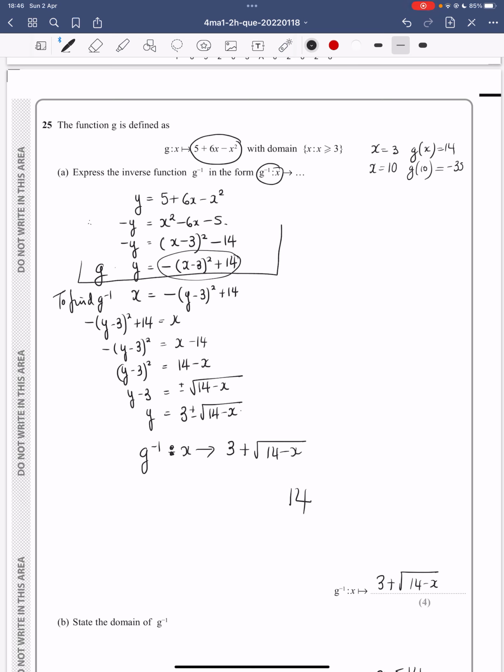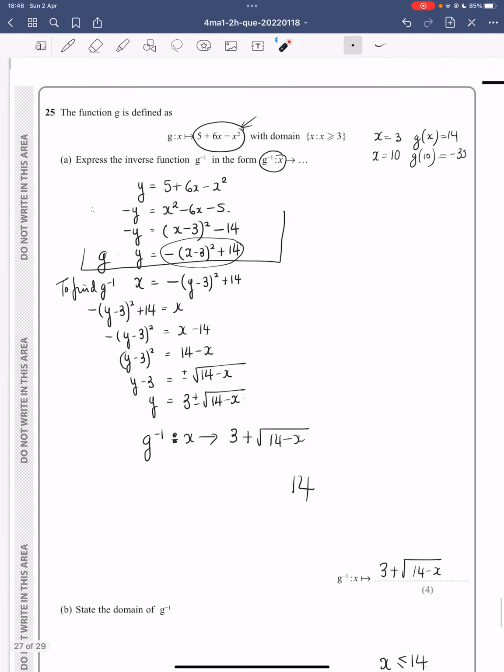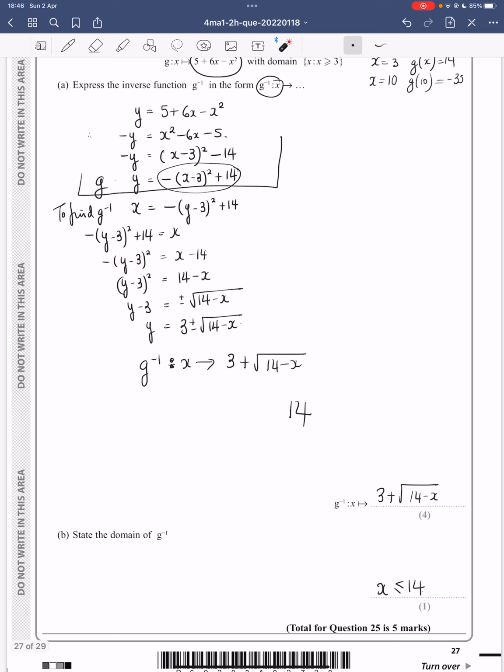That's still g, that's just rearranging this. It's getting something we can work with. We switch the x and y to find g inverse, x on that side, y there. Then I've written that side over there equals x. So I've got minus (y minus 3) squared is x minus 14.